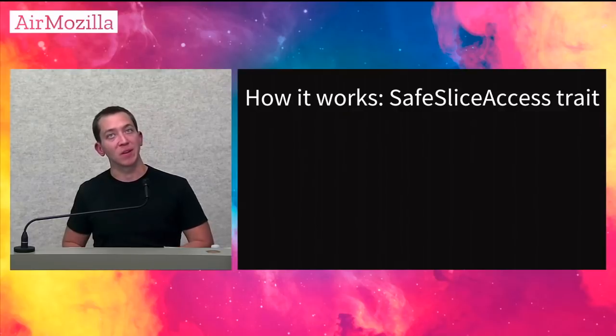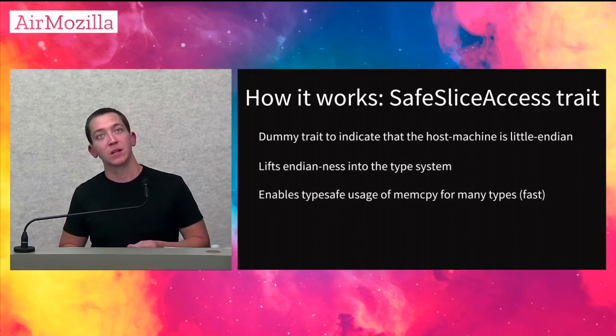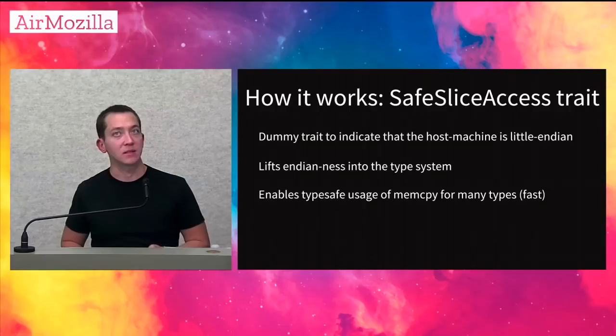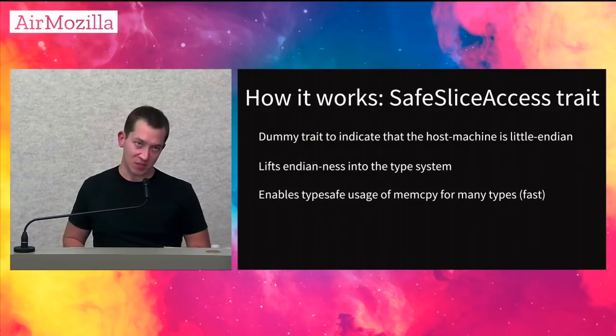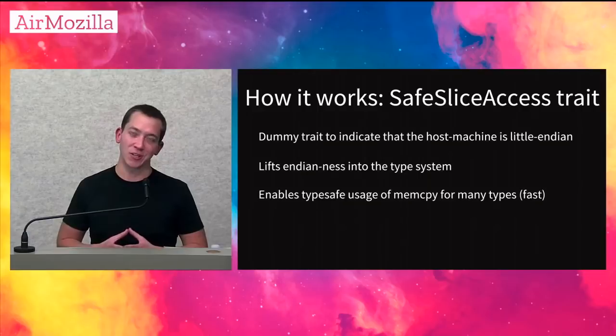The last trait I'll talk about is SafeSliceAccess. So this is just a dummy trait. It indicates that the host machine is little endian, and it lifts endianness into the type system. I hope that's a theme you can see. I'm trying to lift everything into the type system. Maybe I went a little overboard, but I think it was a good idea.